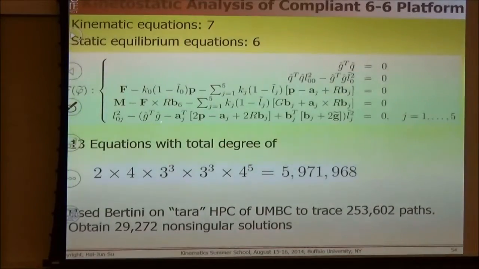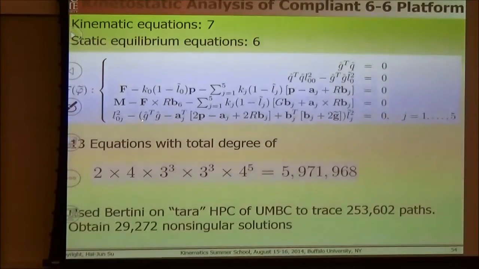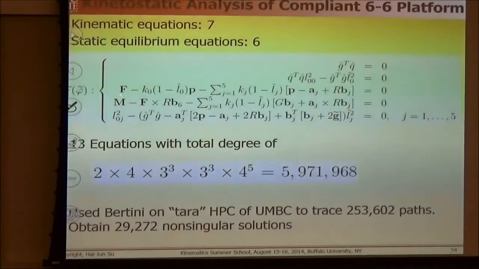For the start system, we derive kinematic equations and we derive the equilibrium equations. So you have 7 kinematic equations, which are here, and then 6 static equilibrium equations. This is the kinematic equation. These 2 are equilibrium equations. Each of them is a vector equation, so each one is actually 3. So 3, that's 6. This is 5 plus these 2, so we get 13 equations.